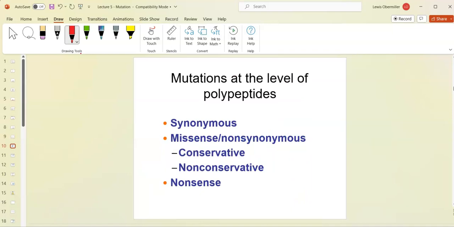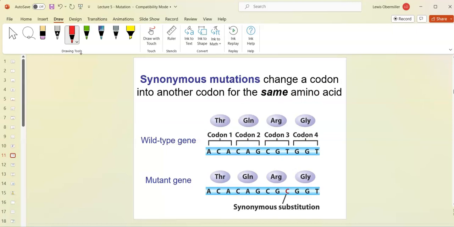All right. So there are different kinds of mutations that can occur in, remember, polypeptide means many peptides, and a peptide is essentially another word for an amino acid. So this is basically saying a bunch of amino acids linked together, and of course that is a protein. So mutations that occur in DNA can affect the protein structure that we talked about in the previous lecture. We can have synonymous, missense or non-synonymous, conservative and non-conservative, and then nonsense mutations. So let's go over each of these.